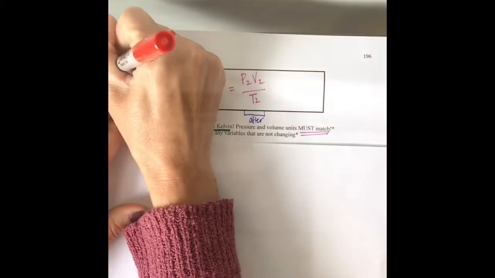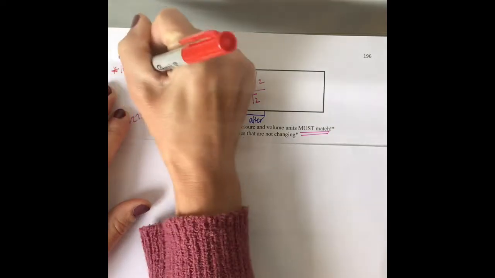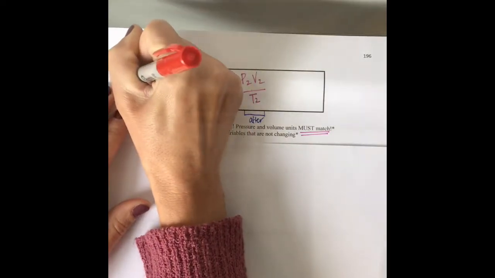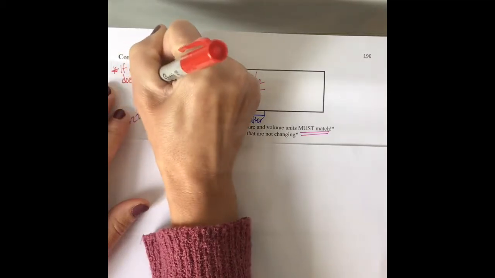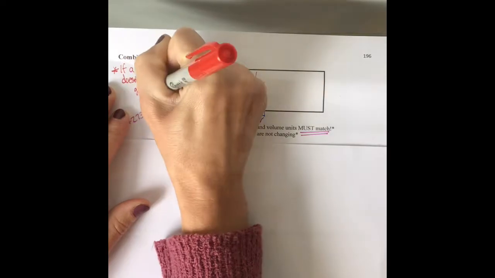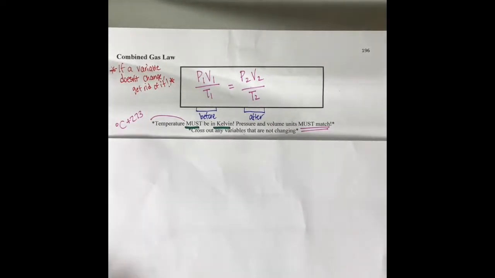Okay? And then lastly, I want you to write off to the side this note. If a variable doesn't change, get rid of it. Okay, and I'll tell you what that means as we work through our first problem together.